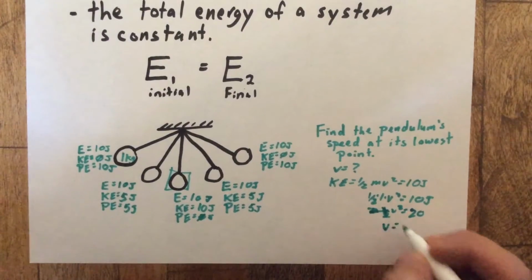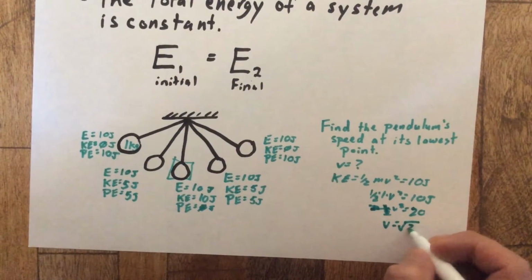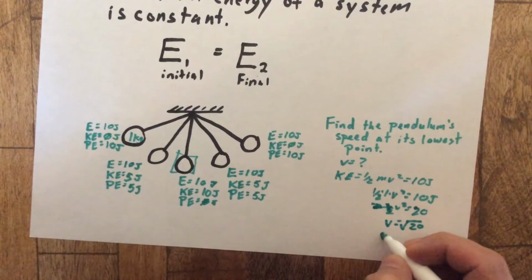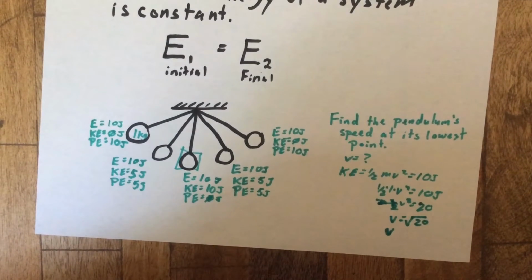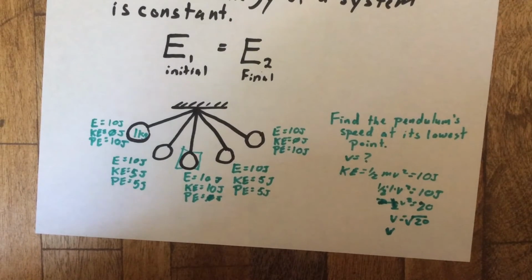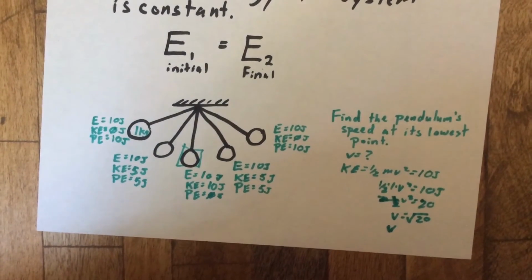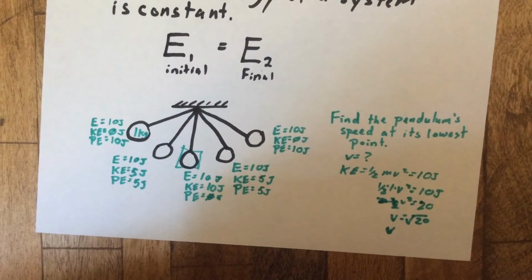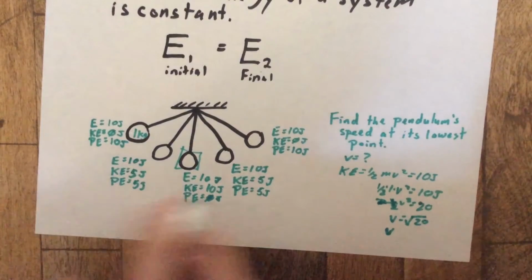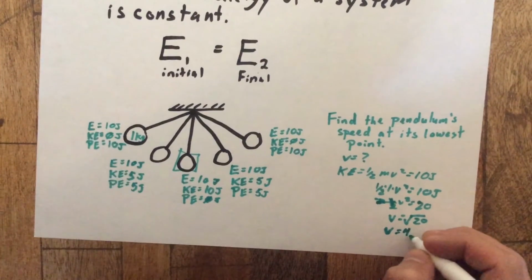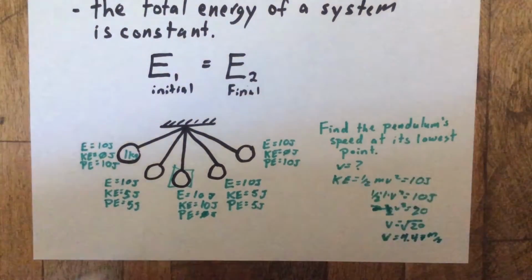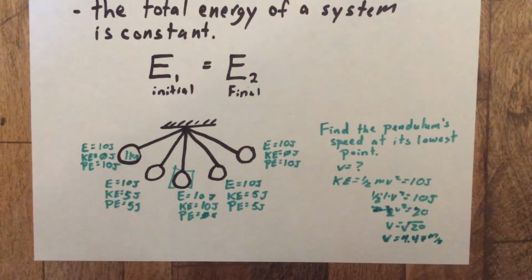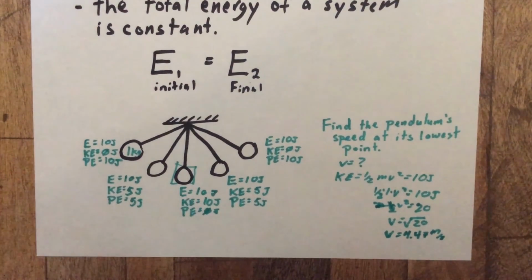To get rid of a squared, I take a square root. So square root of 20. We would expect it to be somewhere between 4 and 5, just because 4 squared is 16, and 5 squared is 25. So when we do that, we get 4.47. And that's going to be meters per second. So that's how we would use conservation of energy to solve for the speed of the pendulum.